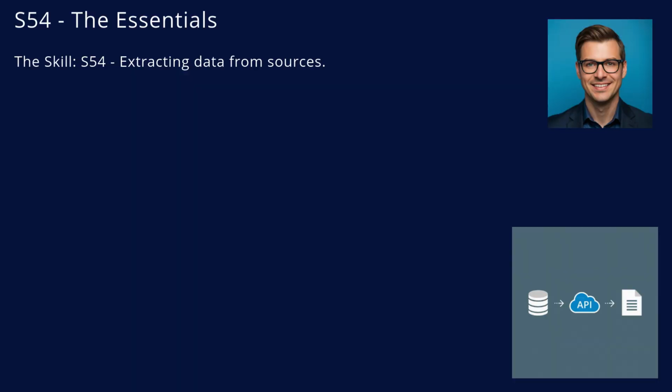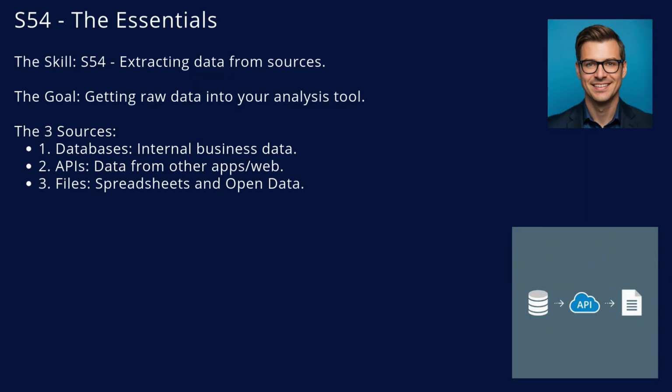Welcome to the Fast Track Guide for Skill 54. This skill is about extracting data. Your goal is simple: get the raw data out of a source system and into your analysis environment so you can work on it. There are three main sources you need to master.